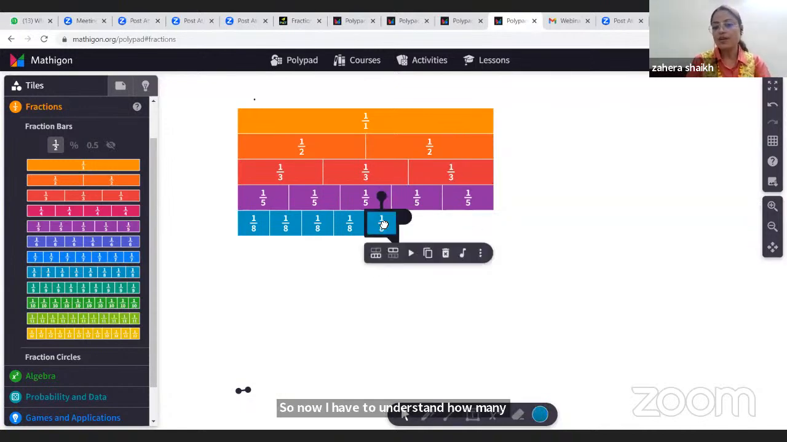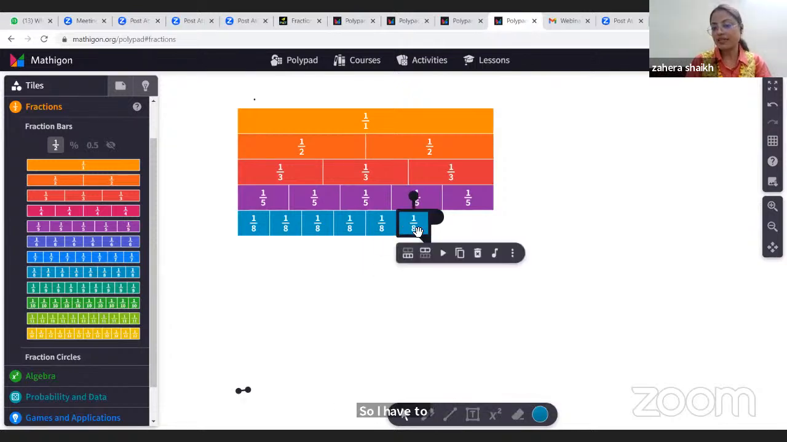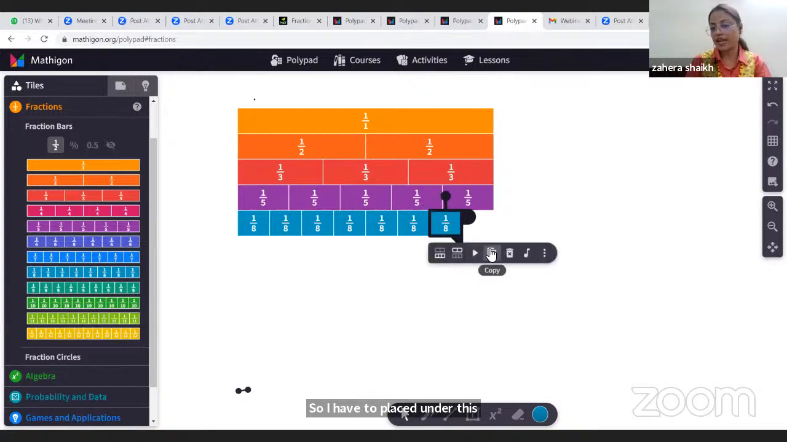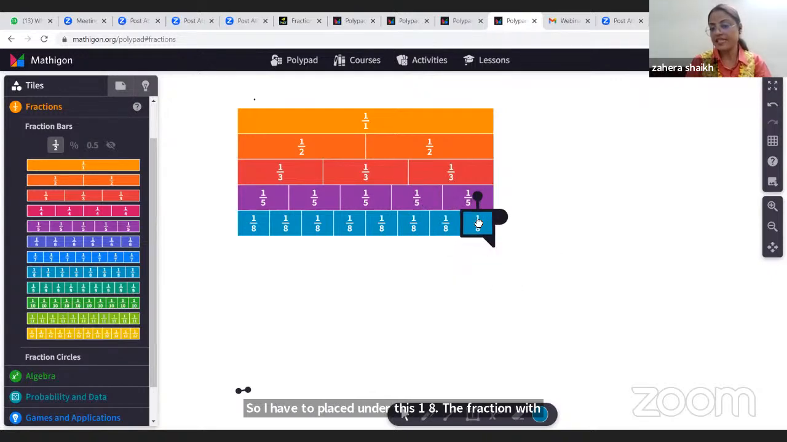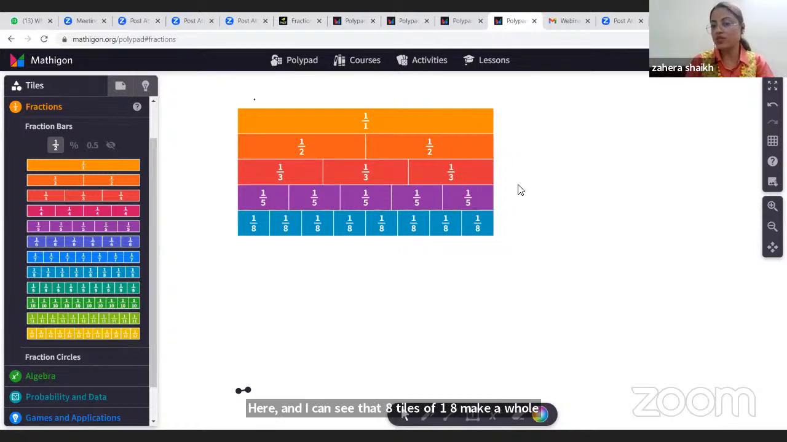So I have to place under this the unit fraction of 1/8 here, and I can see that 8 tiles of 1/8 make a whole. After getting 1, 2, 3, 4 examples, we can pose these questions to the children. What pattern do you observe over here? In each case, what is the pattern that you observe?